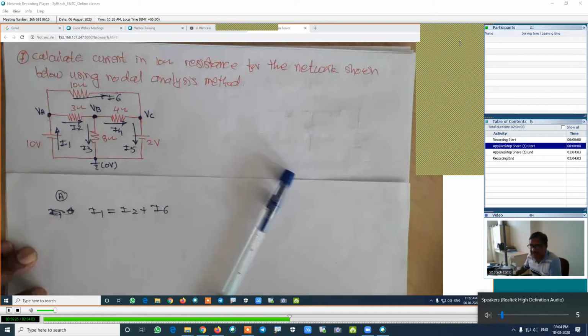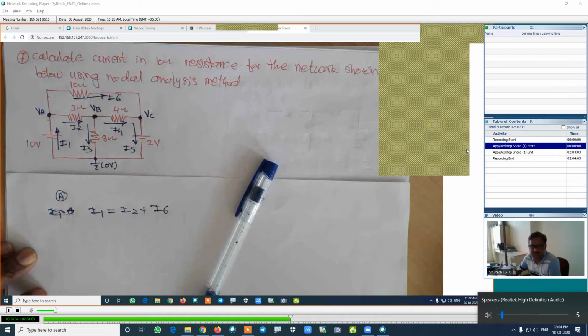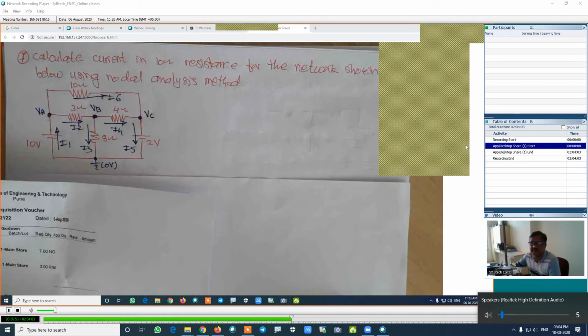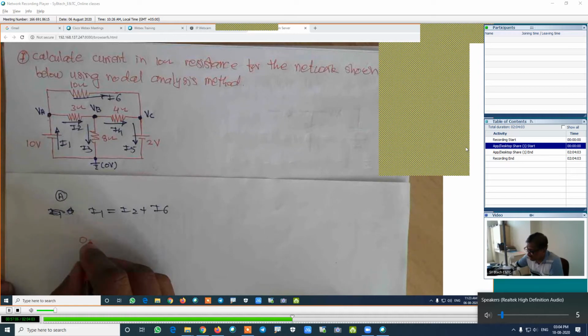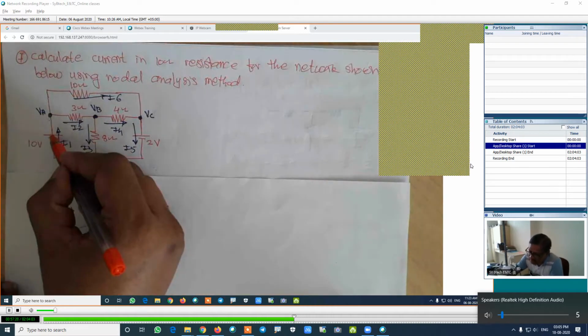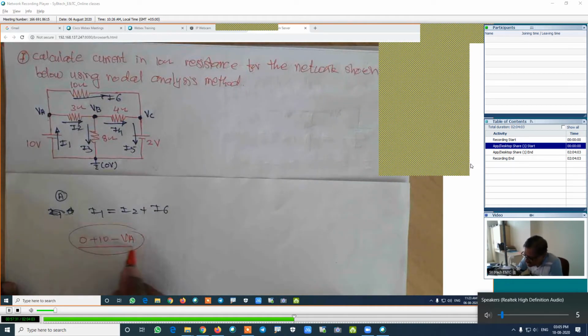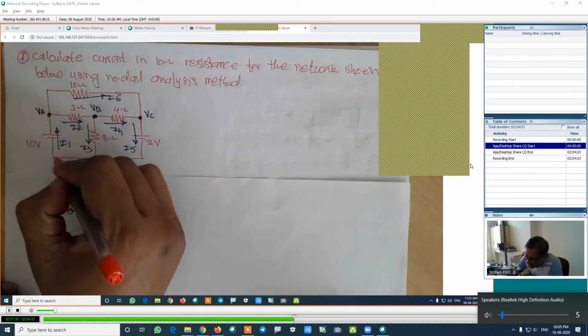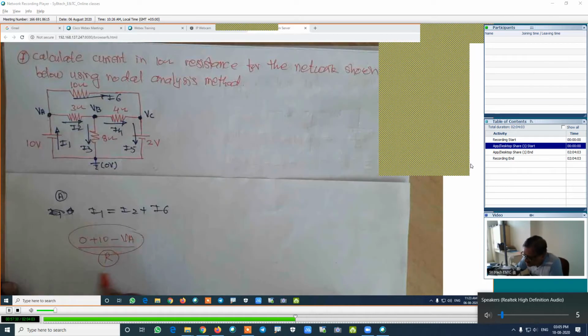Now, how is the equation for I1? Anyone, you can raise your hand, I will unmute you and then we'll discuss. Yes, Saurabh. 0 plus 10 minus VA. 0 plus 10 minus VA is the value. Is it right? Now here, this is not the answer. This is the potential, not the current. The potential 0 plus 10 minus VA must be divided by its resistance. And how much is the resistance of this path? The resistance of this path is 0, and anything divided by 0, its current will come as infinite.